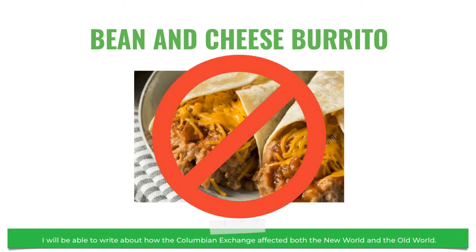If you were living in America, the New World, you would be missing the tortilla because you don't have wheat and it's made from wheat flour. You would also not have cheese because cheese comes from cows and from dairy. If you were living in the Old World in Europe, you would not have beans. So either way, you wouldn't have been able to have that before the Columbian Exchange.